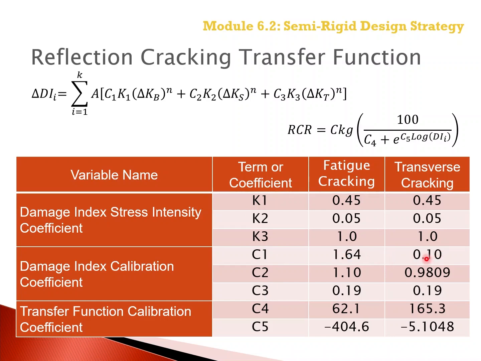So the bending mode, the shear mode, and then the temperature or transverse mode are shown in these two columns for fatigue and for transverse cracking. The calibration coefficients for the transfer function, C4 and C5, are shown in these rows. C4 and C5 are different between fatigue and transverse cracking. C4 is for the rate of reflection cracking, and C5 in the transverse cracking function for fatigue, and then the two values for transverse cracking.